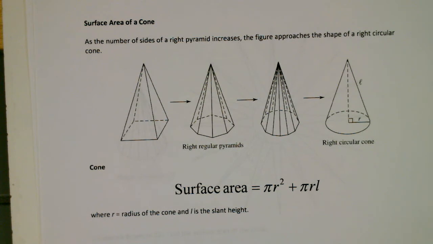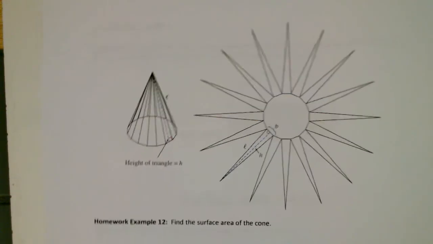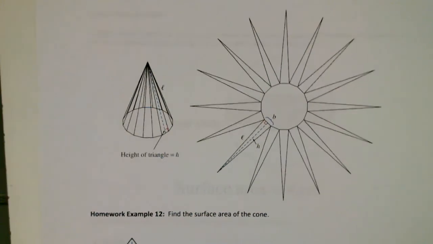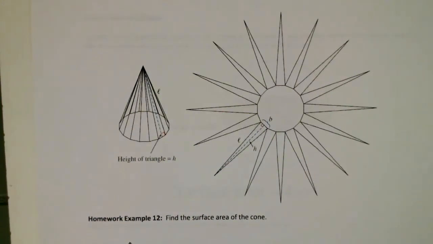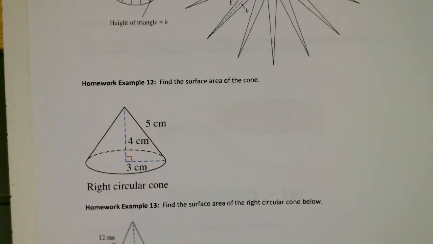Okay, so now here's an illustration of that on the next page. If you were to flatten it out, it will look like this. All right, now in this example, let's say I want to find the surface area of the cone, which is this.